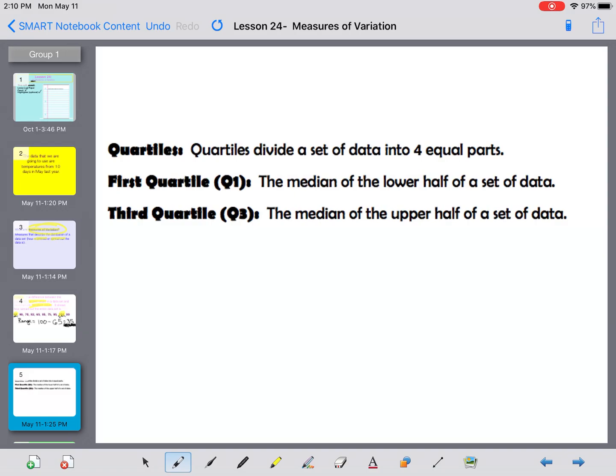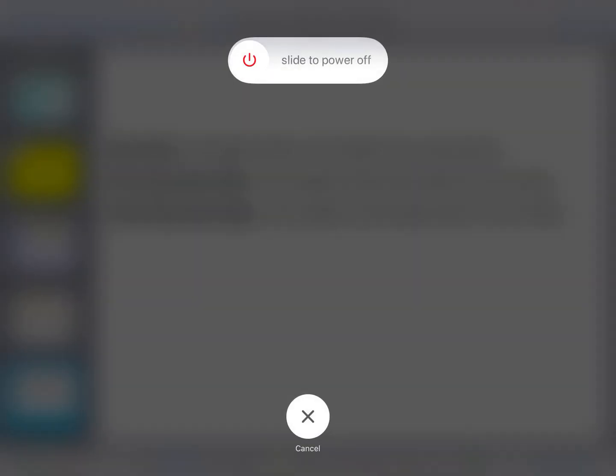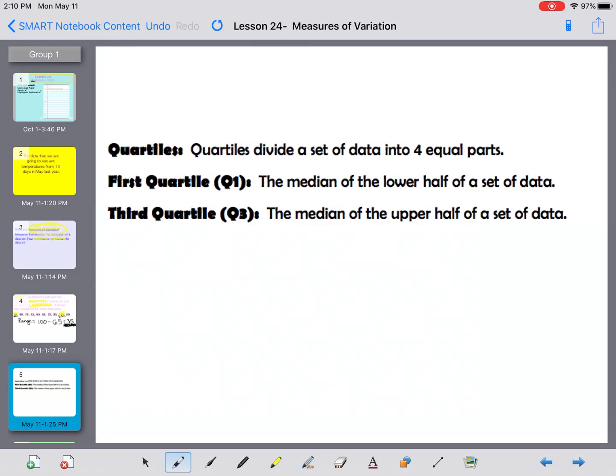This is getting into the newer stuff. Today we're going to be talking about something called quartiles. And what quartiles do is divide a set of data into 4 equal parts.